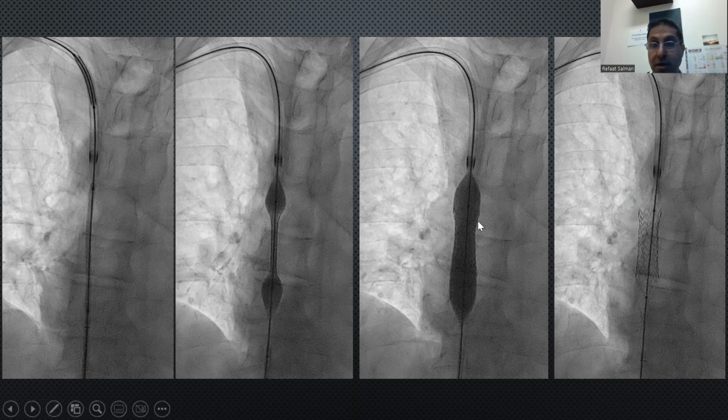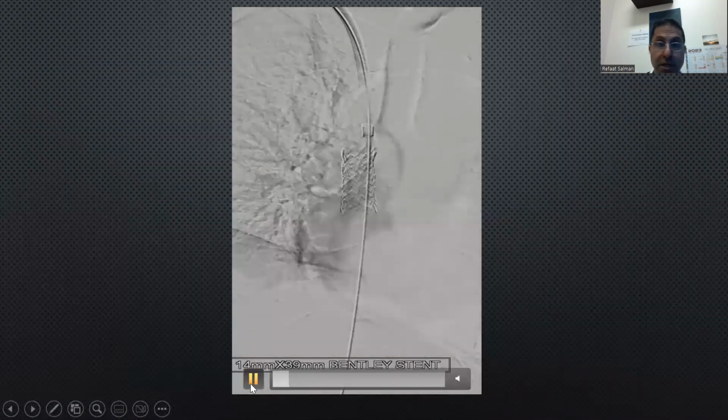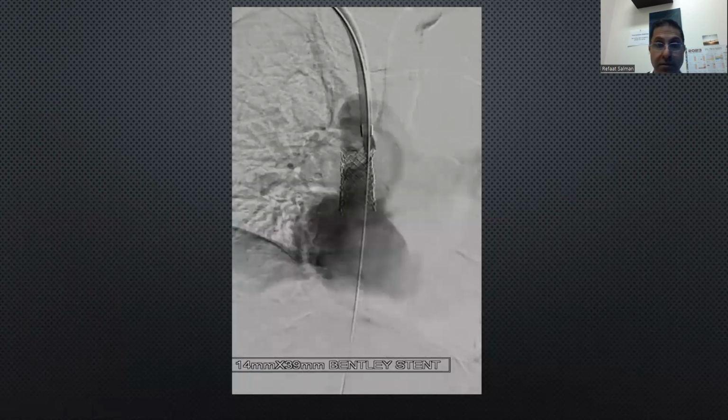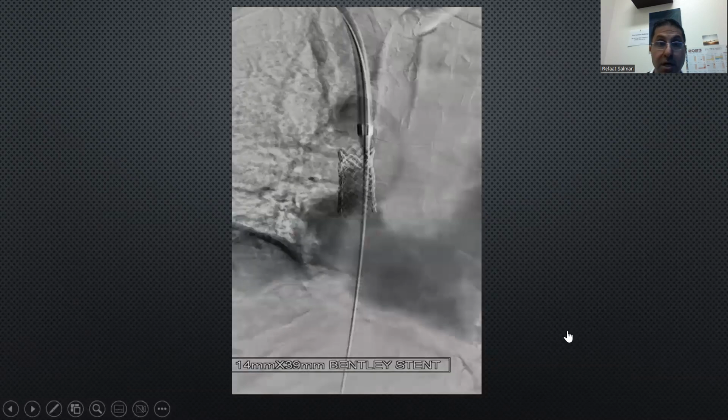This is the stent placement and the end result. As you see here, a patent SVC and no complications.